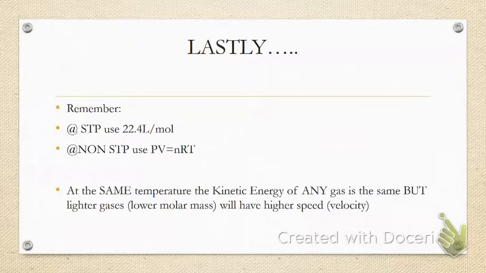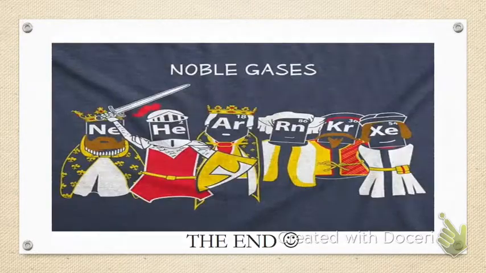And then I just said it, but I can't stress it enough because these are easy give-me questions on the AP exam. This is your low-hanging fruit. At the same temperature, kinetic energy of any gas is the same, but lighter gases, lower molar masses, will have a higher speed or velocity. All right, just leave you with this.